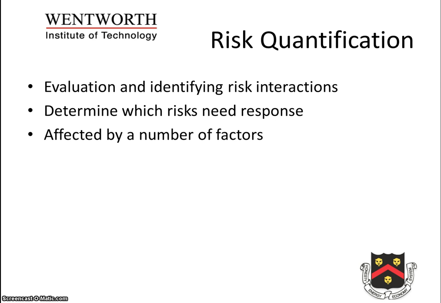The steps involved in risk quantification include the evaluation of the risks identified in the first step and risk interactions to assess the range of possible project outcomes. Its primary aim is to determine which risks need response. It is complicated and affected by a number of factors, but not limited to them.